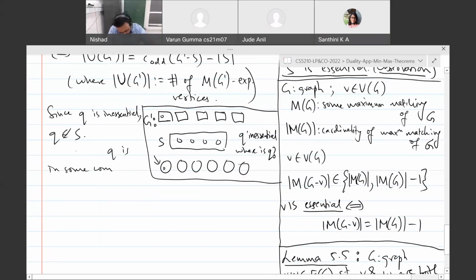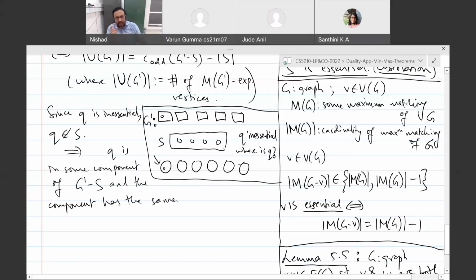And the component has the same parity. What I mean is that the number of vertices in that component, if it was odd, will remain odd. If it was even, it will remain even. It has the same component, and the component has the same parity in G minus S.